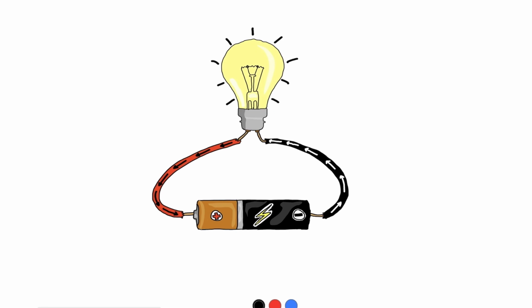The negative terminal of the battery is represented by a minus sign. So this minus sign shows that this side is negative. And the positive sign is represented by a plus sign. So this side will be positive.